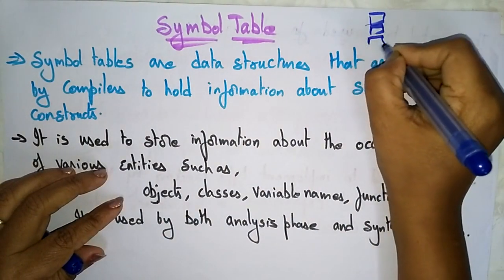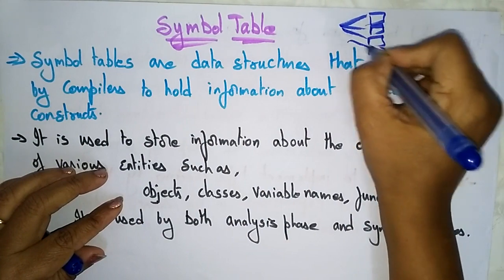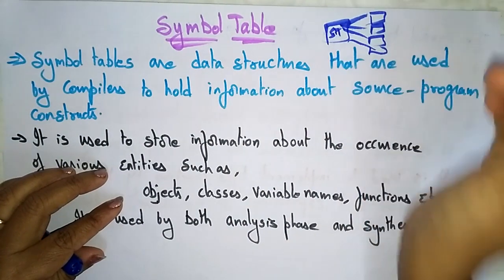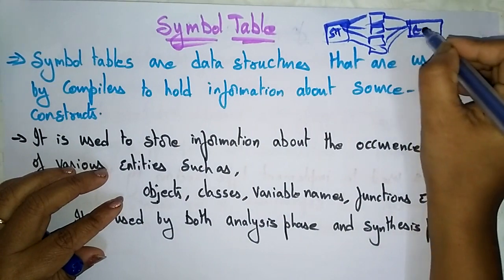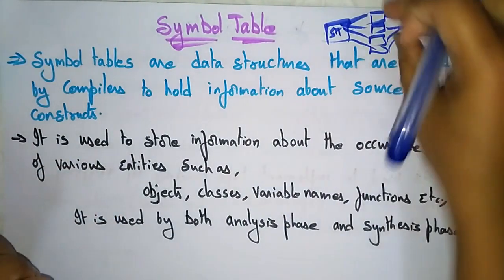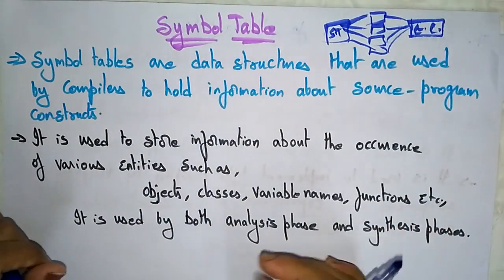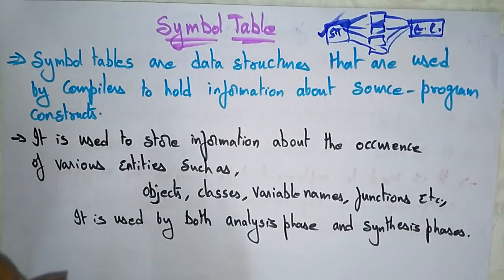Different phases will be there. All the phases are connected to one thing, that is the symbol table. And here there is also error checking. So all the phases are connected to the symbol table. Now let's see what the symbol table is.